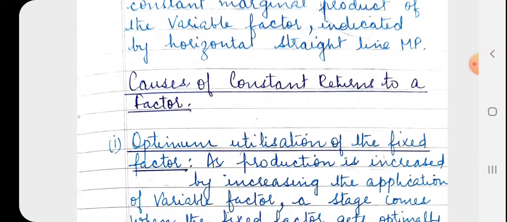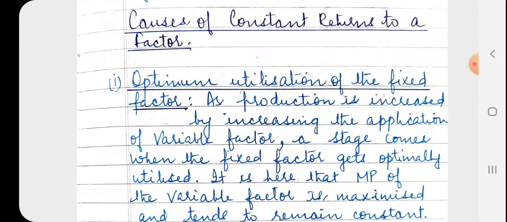Let us see what are the causes of constant returns to a factor. The first cause is what? Why is there no more increase in total output at an increasing rate? Because of the ratio between the fixed factor and the variable factor, and this particular ratio is an ideal ratio.